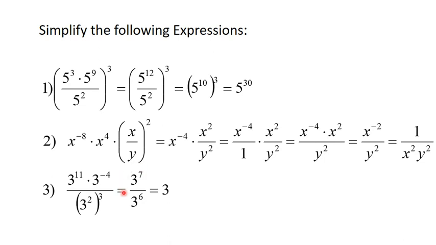And last, we have to use the quotient rule. Because I have division of the same base, I'm going to keep the base, which is 3, and I'm going to subtract the exponents. 7 minus 6 gives you 1, or just 3, because you don't need to put the 1.